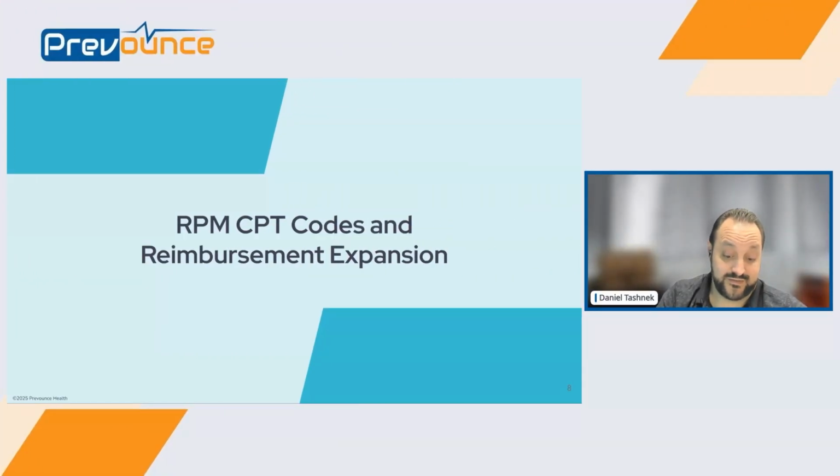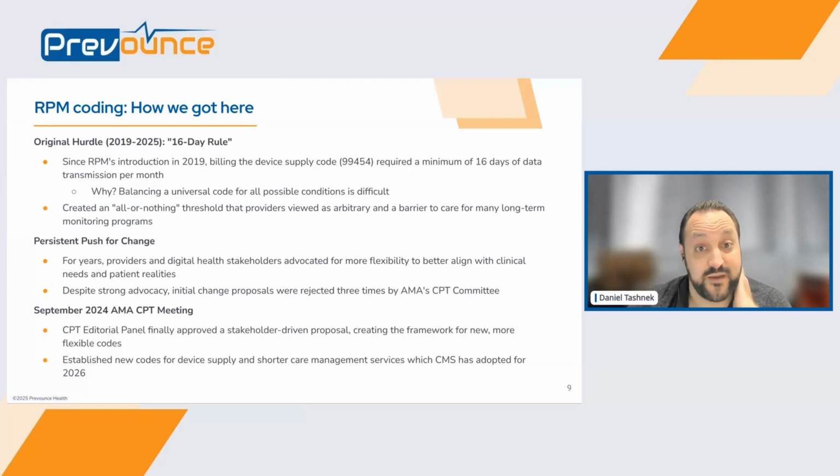The big part that really came out as far as the remote care side of things is the expansion of the RPM codes. So this is the biggest expansion of remote patient monitoring on the CMS side, really since their release, or soon after, in 2019. So a bit about the timeline as to how we got here today.